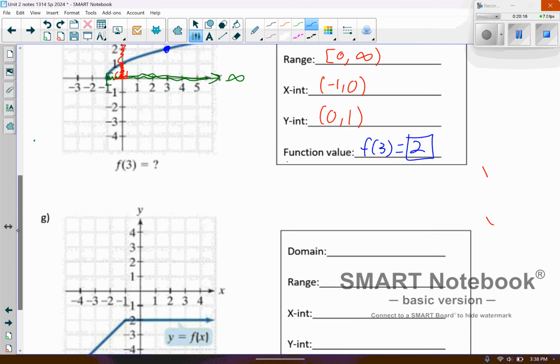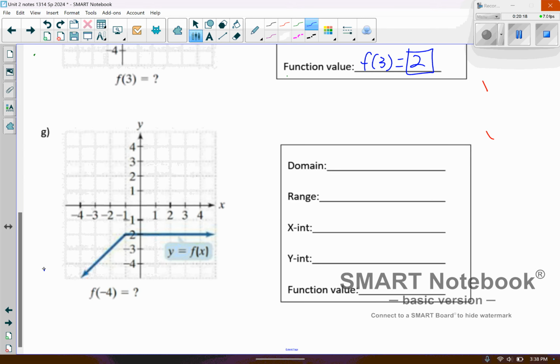All right, so continuing on. So on this one, let's see, domain. It's going down, but it's going to go to the left indefinitely towards negative infinity. And then as I go to the right, it's going to go to the right indefinitely to positive infinity. So the domain is going to be from negative to positive infinity.